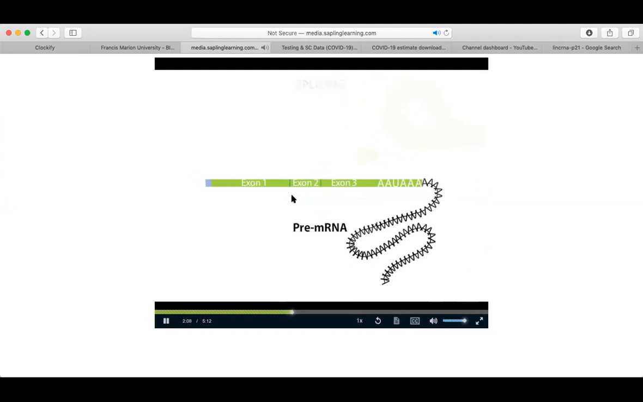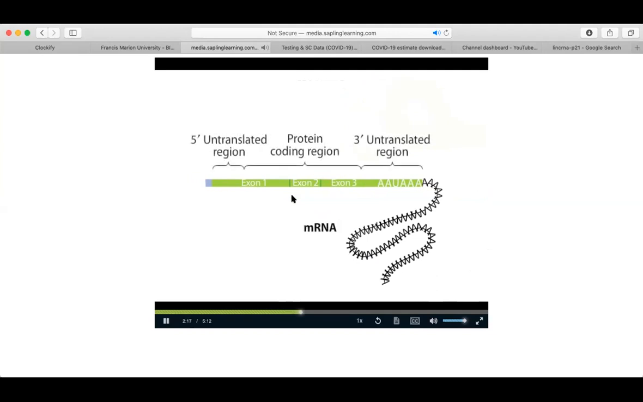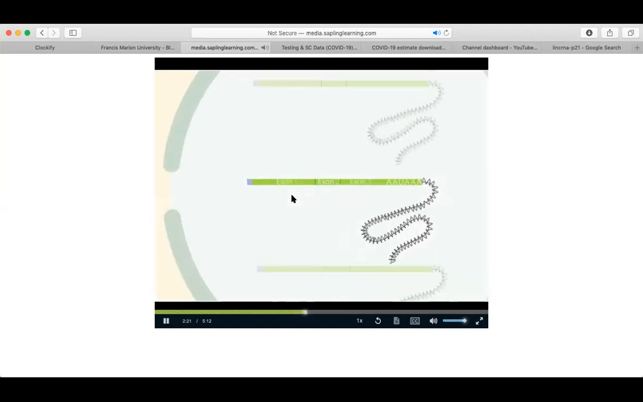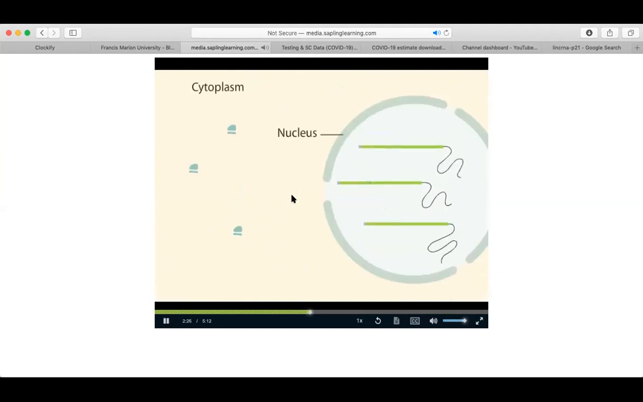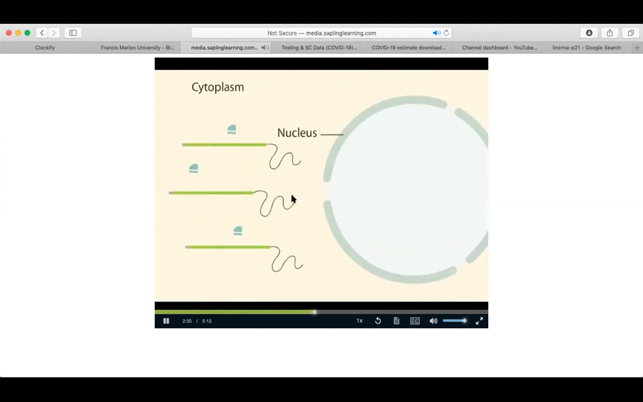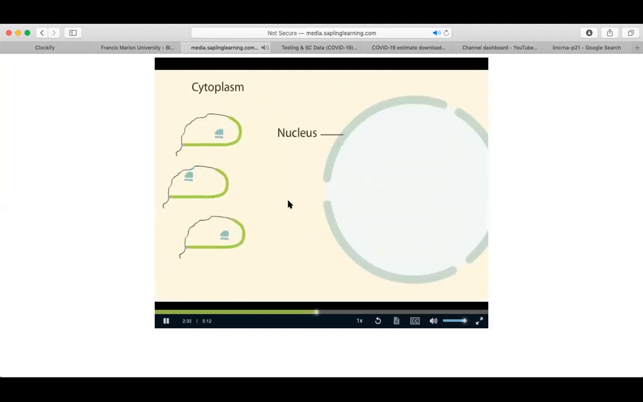The mature processed transcript is now called messenger RNA or mRNA and contains the 5' untranslated region, the protein coding region, and the 3' untranslated region. The mature and correctly processed mRNA is transported out of the nucleus and into the cytoplasm, where translation by a ribosome can take place. The failure of any of these steps of pre-mRNA processing has consequences for gene expression.